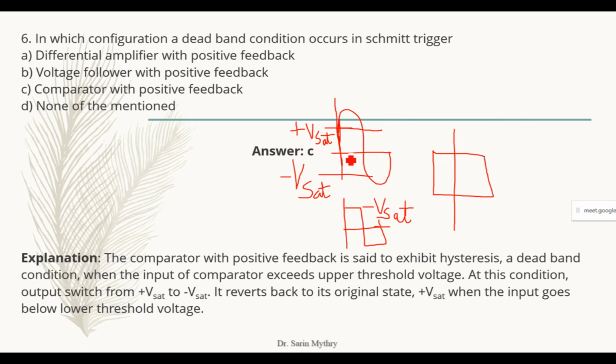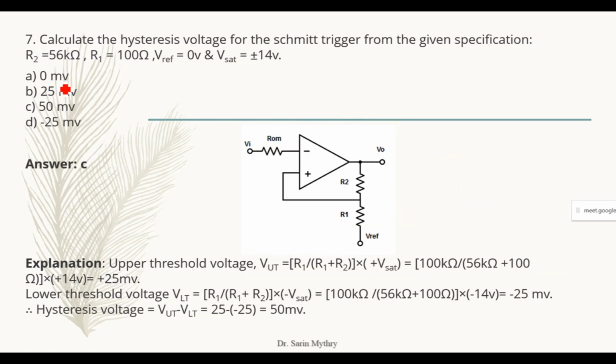We name this the upper threshold, VUT, and this is going to be the LUT, the lower threshold voltage. Whenever this happens, only then does the output switch from high to low and low to high again. It switches from positive saturation to negative saturation. So option C is the correct one here.